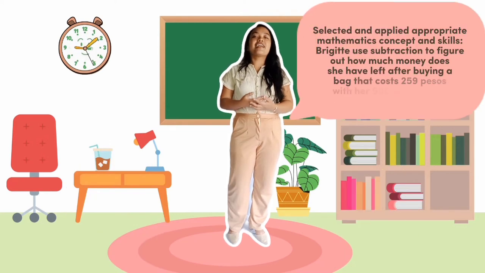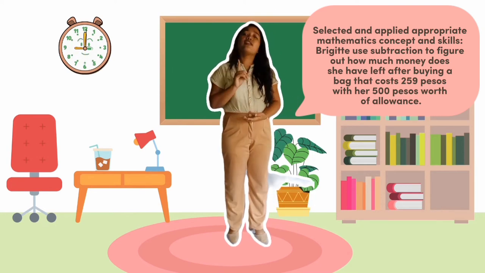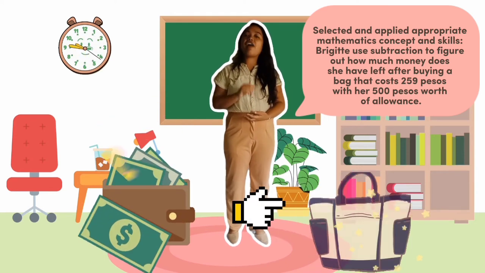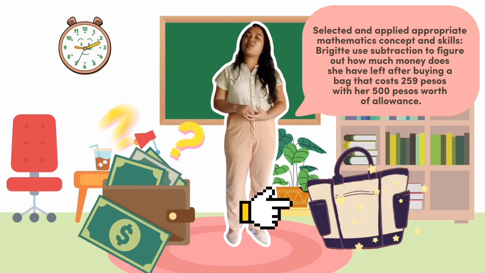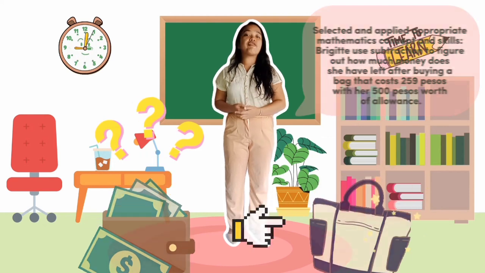We have the third scenario. Bridget used subtraction to figure out how much money she has left after buying a bag that cost 259 pesos with her 500 pesos worth of allowance.